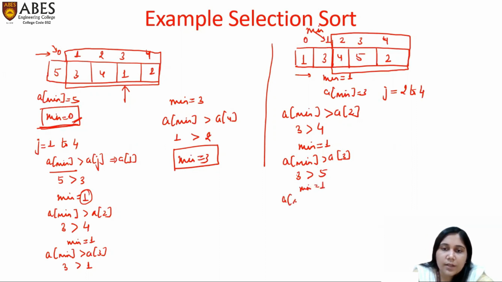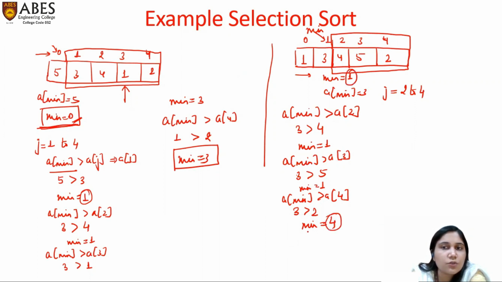Now again I will check whether a of min is greater than a of 4, because now the value of j will become 4. So what will happen? A of min is 3, is it greater than a of 4? You can see it is 2. So 3 is greater than 2, condition is true. If it is true, it means my minimum value will be changed to 4. Now you can see earlier I started with 1. Now my minimum has been changed to 4.